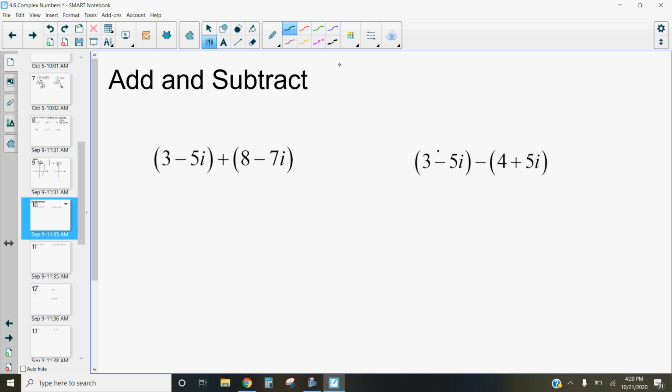So when we add and subtract, what we're going to do is combine the real portion of the number and then combine the imaginary portion. And together that will give us our complex number. So let's take a look at this first one.